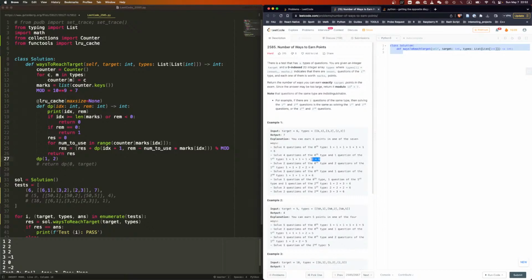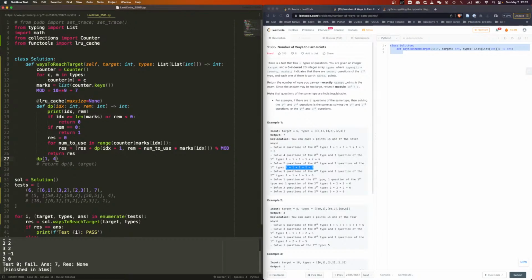Which is this case. How about this case? This case is I use 2 of 1. Okay, so I should have 4 remaining. So what if we have 1, 4? Yeah. 1, 4 should have 1 as well. But why is it not?